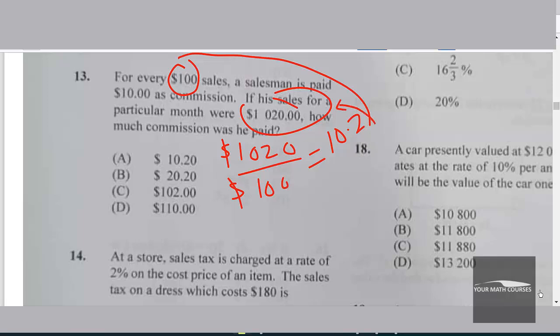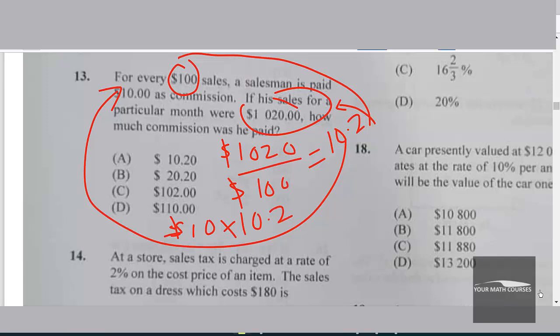We have 10.2 hundreds in 1,020 dollars. So we now have to multiply this by this. So that will give you $10 times 10.2, and that will give you $102. So the correct answer is option C.